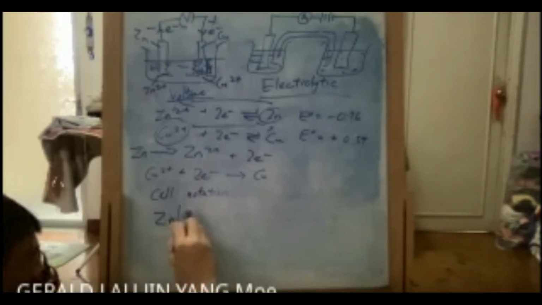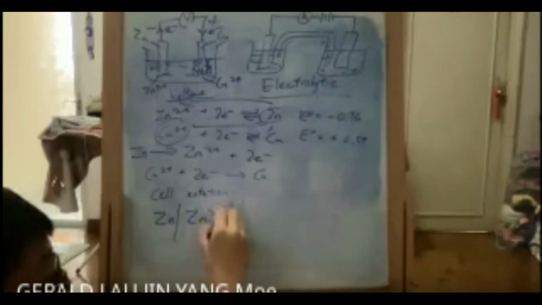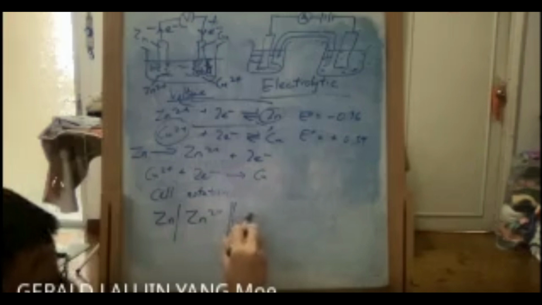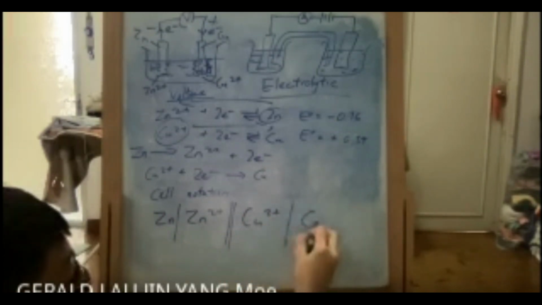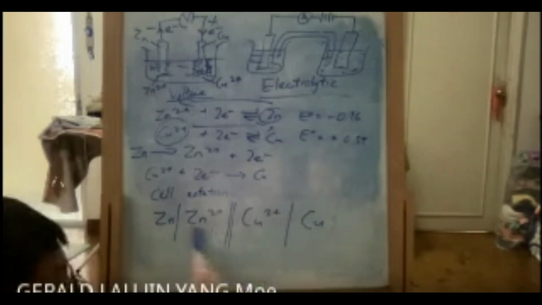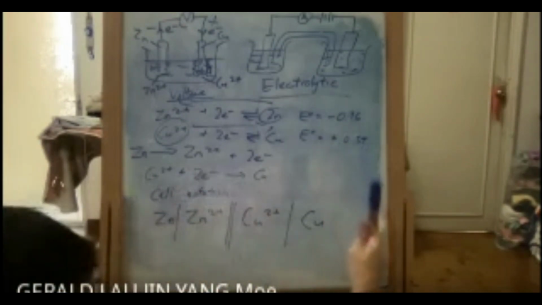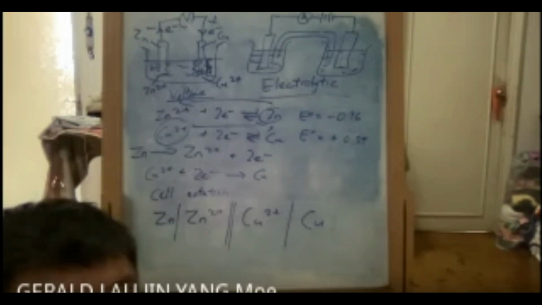Okay, and then electrolyte, zinc 2+, separated by double line. Electrolyte, copper 2 plus. One line, copper. Can you understand? Left side anode, right side cathode. Must be like that. Okay, this is how you write cell notation.